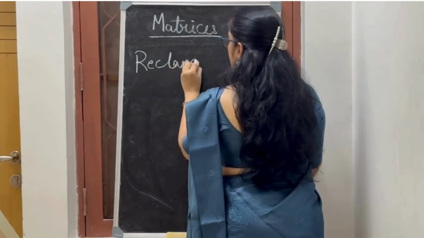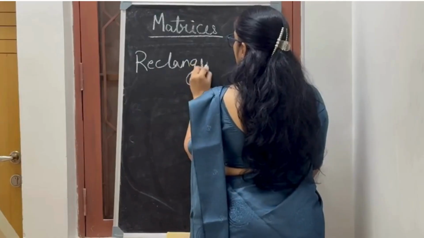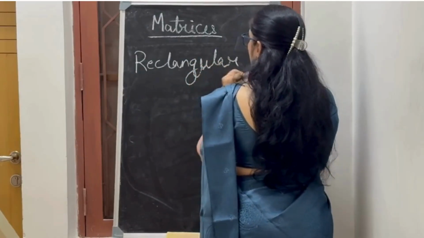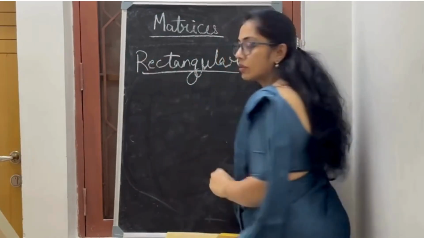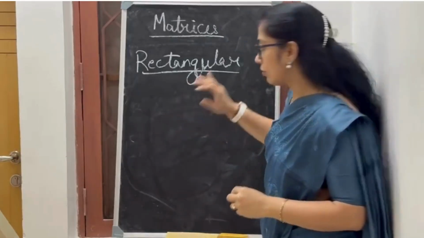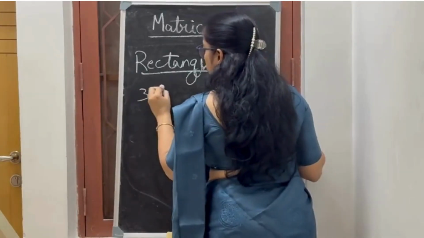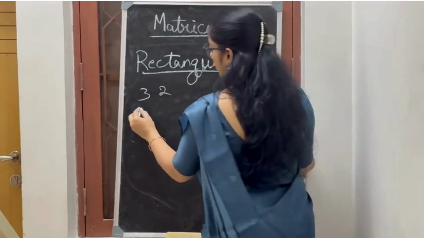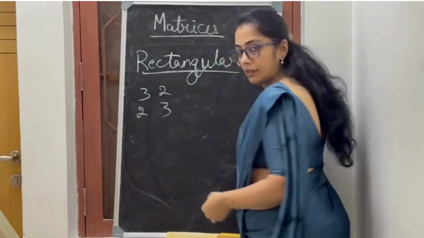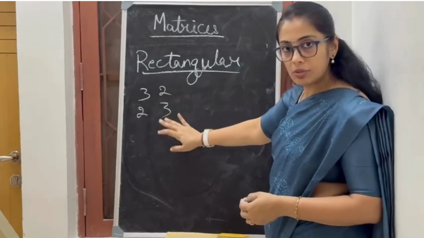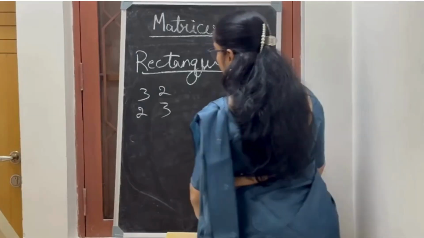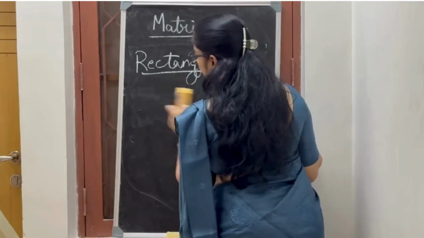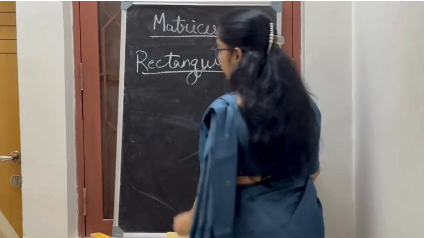Rectangular matrix means the number of rows and columns are not equal. Example, 3 rows and 2 columns, or 2 rows and 3 columns, anything. So rows and columns are not equal.